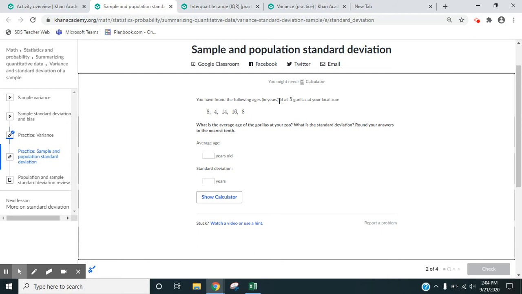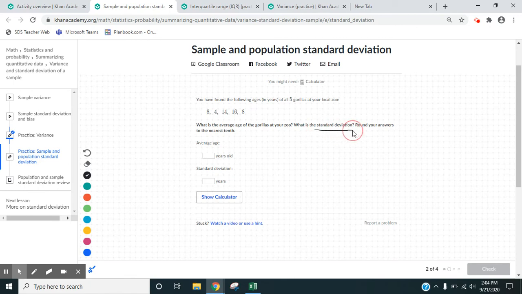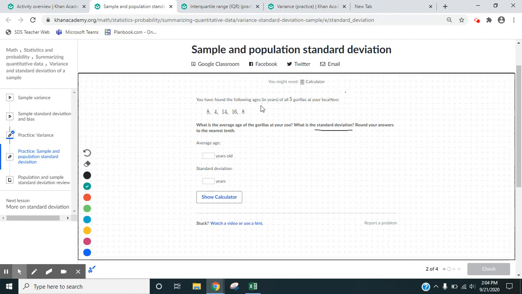You have found the following ages of all 5 gorillas at your local zoo. What is the average age of the gorillas at your zoo? What's the standard deviation? So standard deviation is the question. Which one do we use? Do we use population or sample? That's the tough part. It's all about how the information is given to you. It says that you have all of the gorillas at your zoo. If we have information on everyone or everything in a certain population, that's a better word. These are all of the gorillas at a zoo.